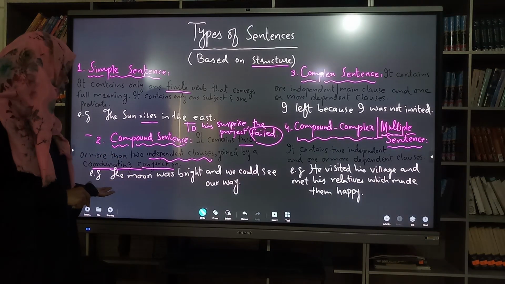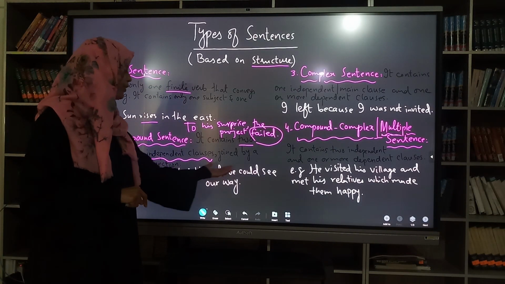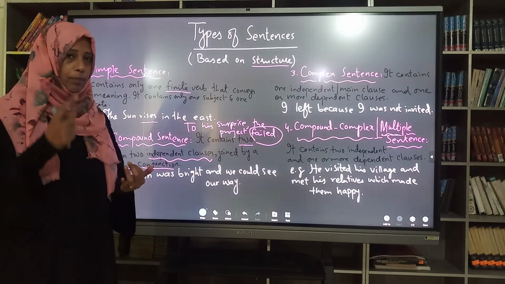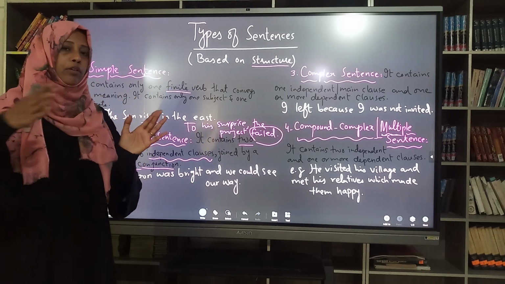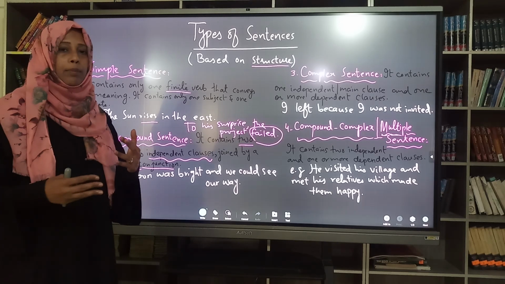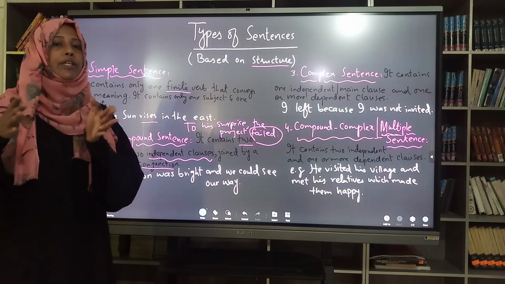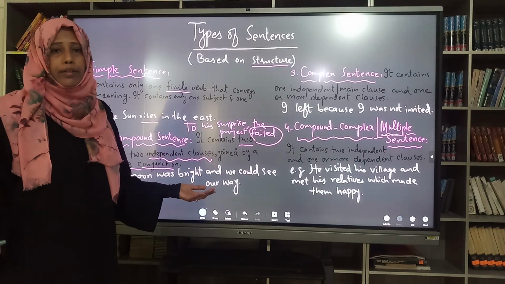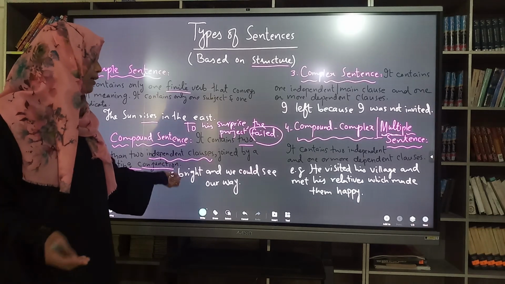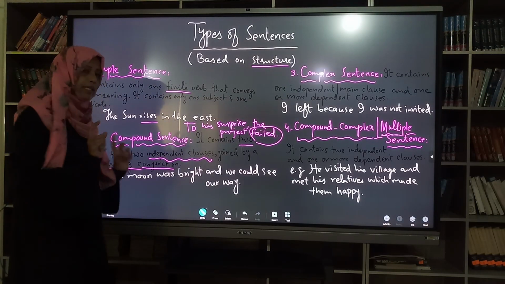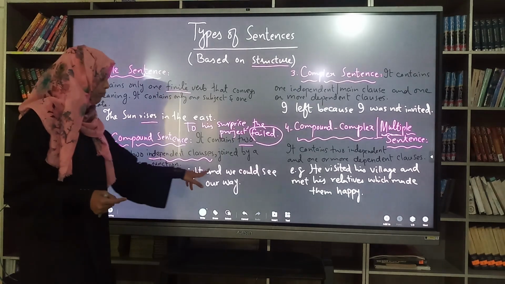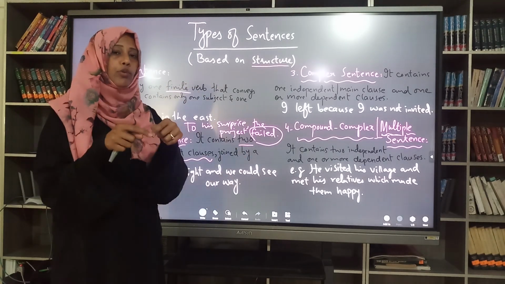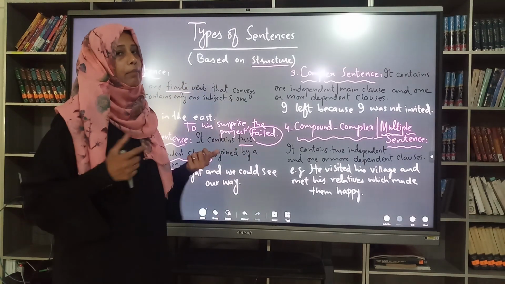The very easy example is here. The moon was bright and we could see our way. Or you may say, for example, the night fell on, comma, the rain started and we got wet is another example. And, but, for, as you know, are coordinating conjunctions, so these will be used here. And you can see that the moon was bright is a complete idea, means it's an independent sentence, joined by a coordinating conjunction. Same goes for we could see our way, another independent idea. Both are joined with a coordinating conjunction, making it a compound sentence.